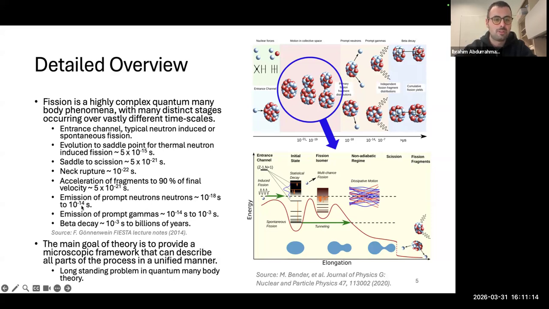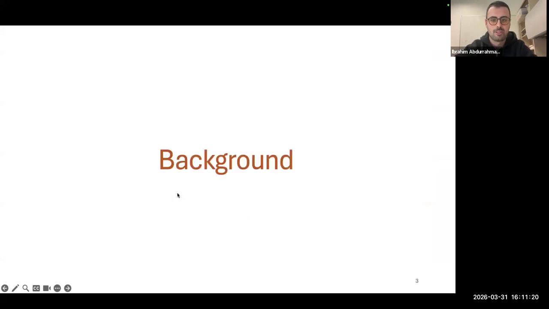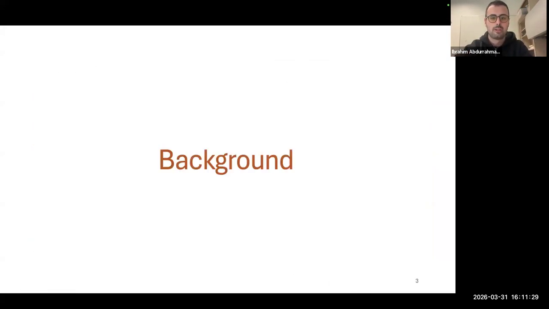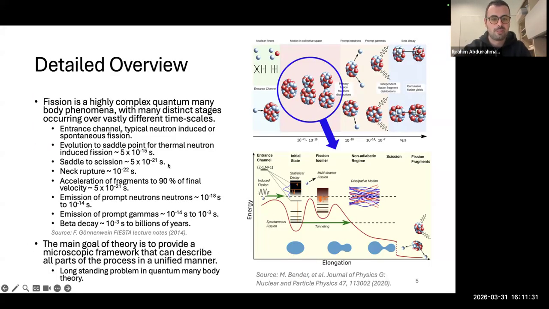This part is disputed by our group due to microscopic evidence, which actually is in the title slide. We see neutrons being emitted during the neck rupture phase of fission, but I don't have time to discuss that.